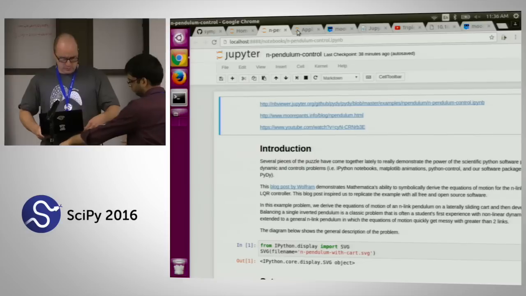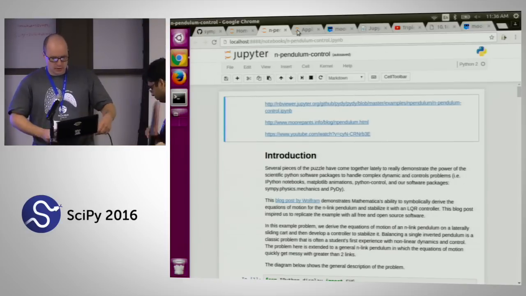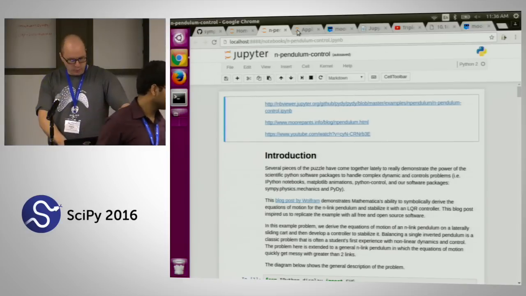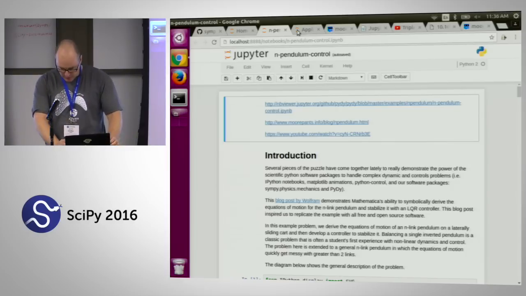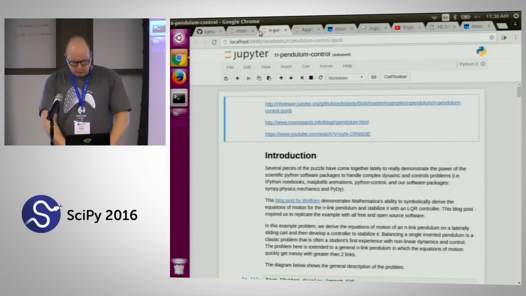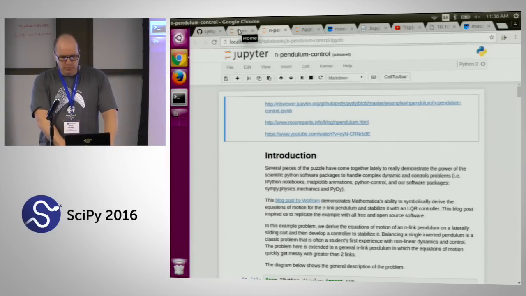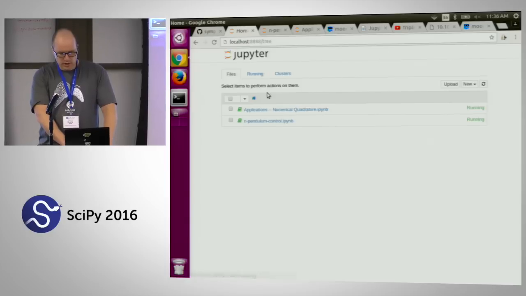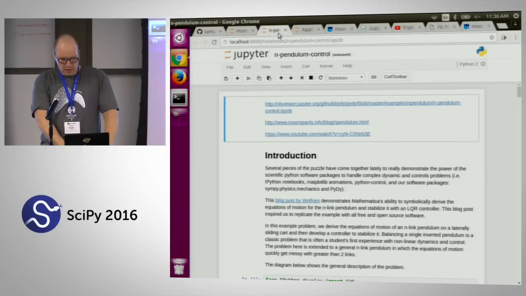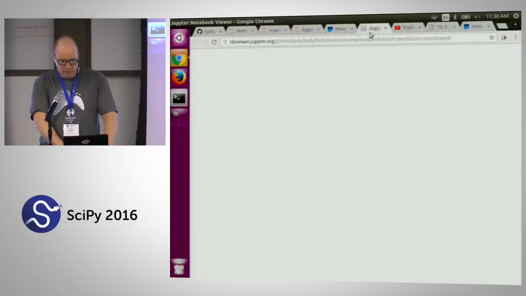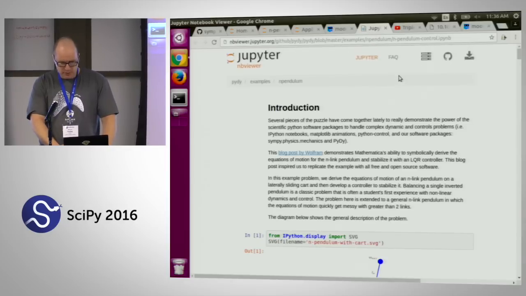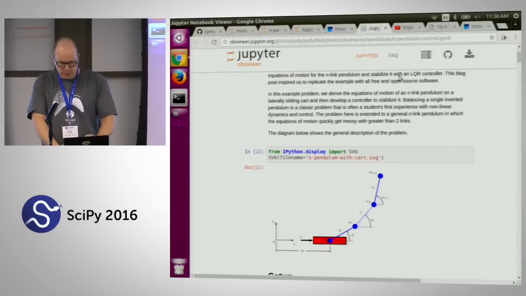So I will show you some examples of how people use SymPy for some applications. If you pull from the repository, I put in there a new notebook in the applications directory. It's this NPendulum control notebook, and I'll put some links up there. I'll show it from this NBviewer website because it shows the pictures there.